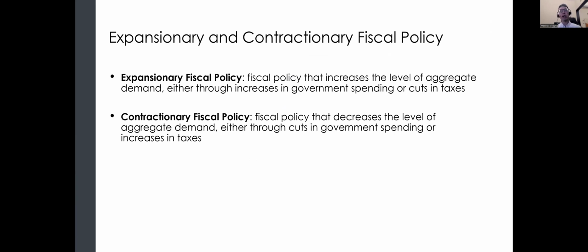So if you look at the past few years of fiscal policies, it can be said that they are expansionary in nature, right? Where the government is trying to increase the aggregate level of demand through increases in government spending.